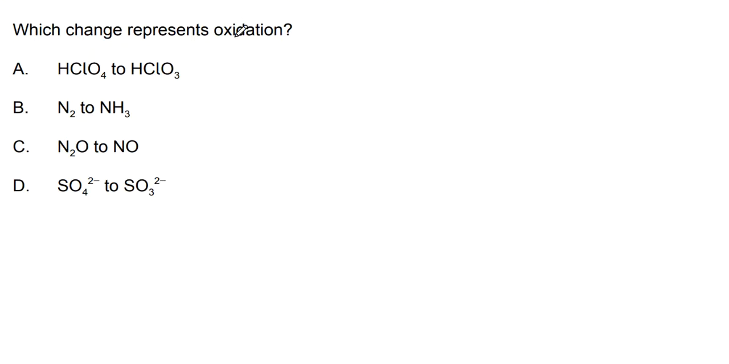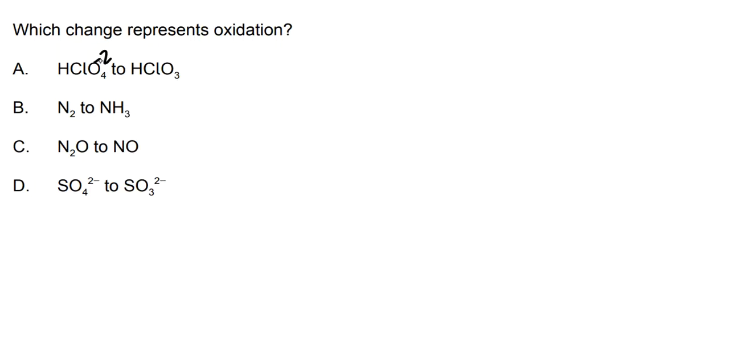Which change represents oxidation? Oxidation is the loss of electrons, and it represents the oxidation state going up. So let's see. These are all neutral molecules right here. I'm thinking of chlorine as potentially being oxidized, because hydrogen and oxygen typically have +1 and -2 charge respectively. So let's find the charges in this molecule.